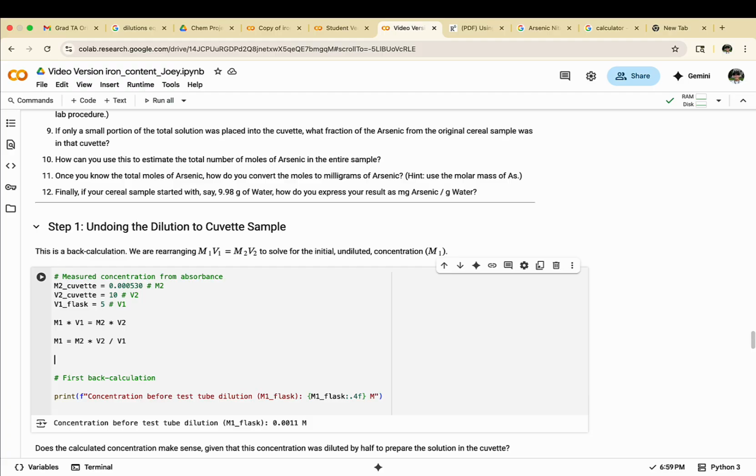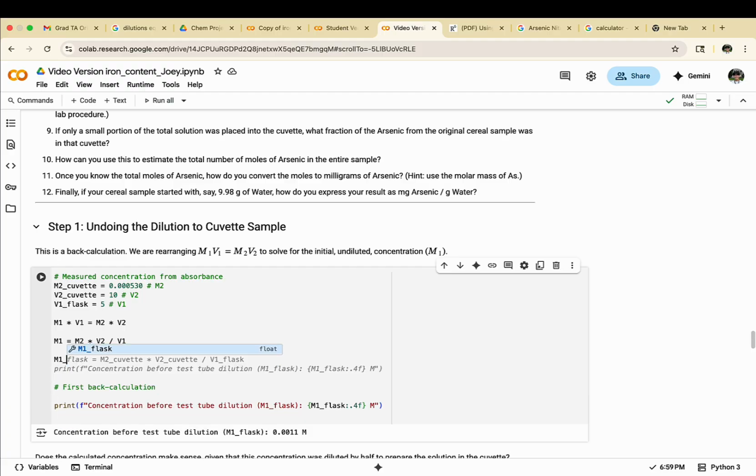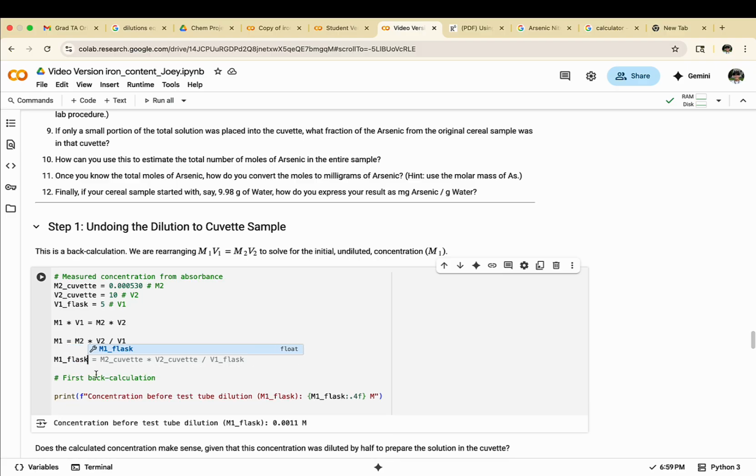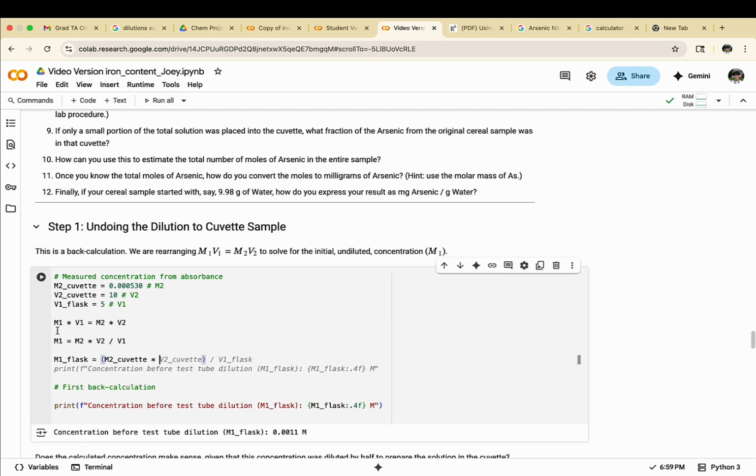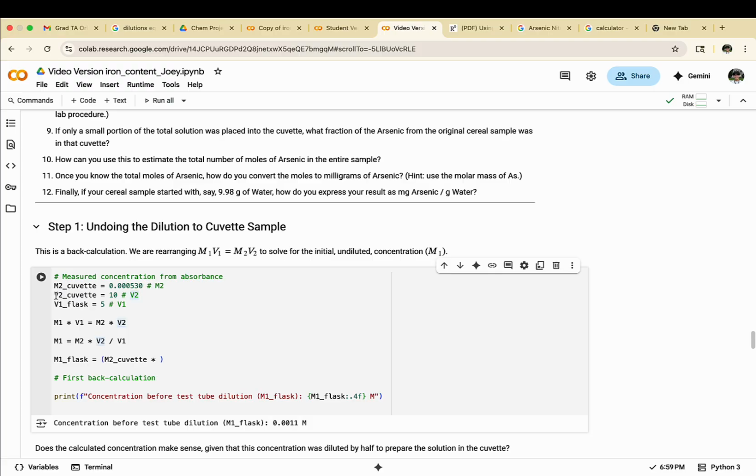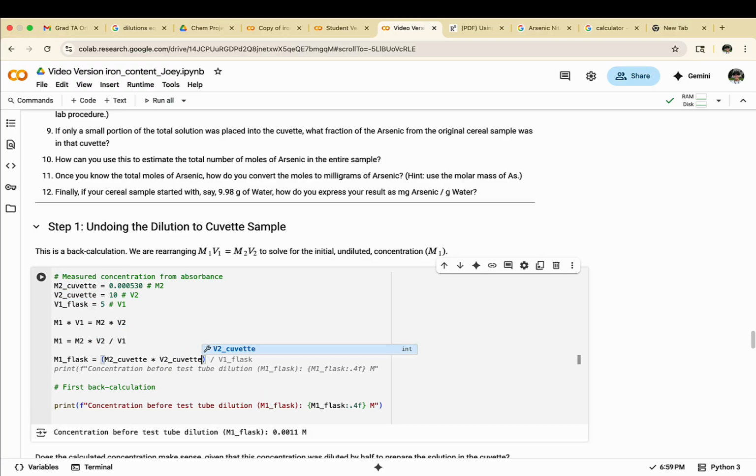So using the right names, let's substitute these correct names in. M1 is also known as the M1 flask. So we can write this as M1 flask. And we know that M2 is also known as M2 cuvette. I'm going to put parentheses here just so it's really obvious what the order of operations is. And then V2 is also known as V2 cuvette. And all of that is divided by V1, which we can also call V1 flask.